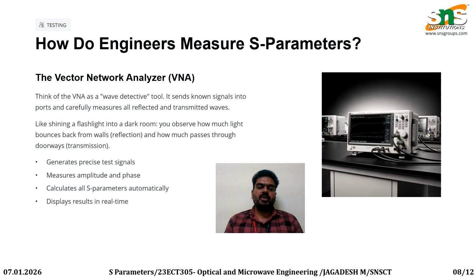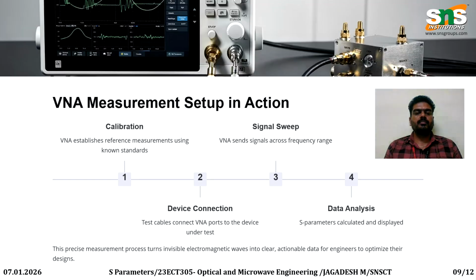How do engineers measure S parameters? With a VNA, a vector network analyzer, a tool with which we can analyze the S parameters. The steps are: generate a precise test signal, measure amplitude and phase, calculate all S parameters automatically, and display results in real time. The VNA measurement setup in action: calibration is the first step, then device connection, signal sweep, and data analysis.